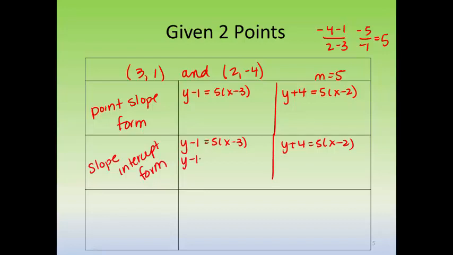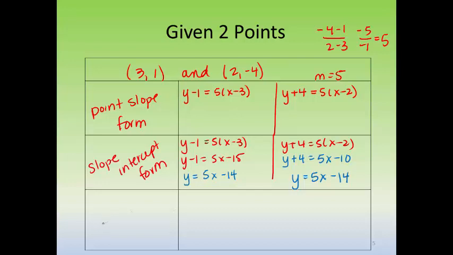So I have y minus 1 equals 5x minus 15, and I'll add 1 to the other side, leaving me with y equals 5x minus 14. Over here we would do the same thing, y plus 4 equals 5x minus 10, and I would subtract 4 and get y equals 5x minus 14. So you can see that either form of point slope will lead us to the same slope-intercept form.